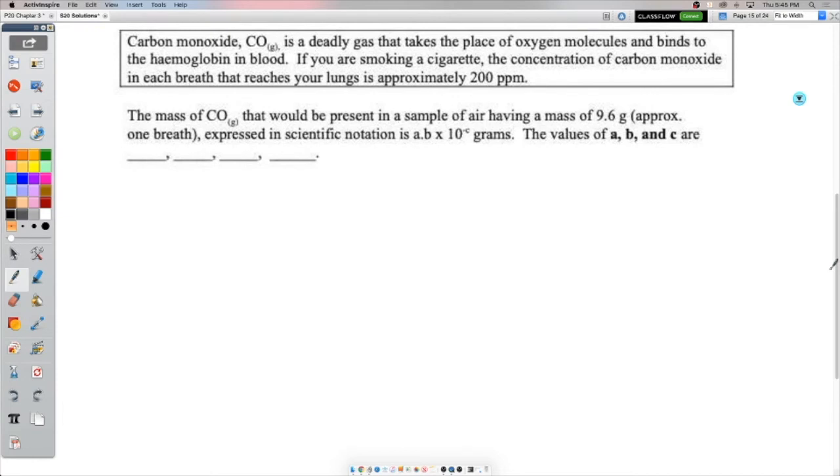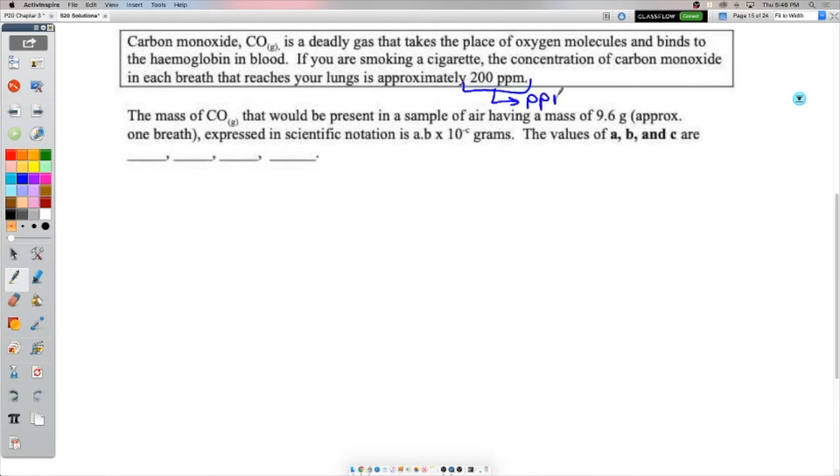Jump right into the next one here. So carbon monoxide, you've definitely heard of that, right? See what we're talking about with ppm. It's usually things that you don't want very much of, hence the low concentrations that we are aware of. It's a deadly gas, takes place of oxygen molecules, binds to hemoglobin in the blood. If you are smoking a cigarette, the concentration of carbon monoxide in each breath that reaches your lungs is approximately 200 parts per million. Okay, so that is our, what is that going to be? Which variable? Well, the concentration in each breath that reaches your lungs is approximately 200 ppm.